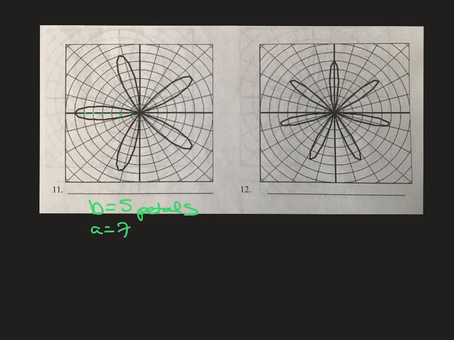And I definitely have a petal on the x-axis, so I'm probably going to use a cosine, but that's a negative x-axis. So I think I'm going to have to make my A negative so that I can make it go on the negative side. So my equation for this is going to be r equals -7, the length of my petals, cosine 5 theta. And remember, because it's an odd number of petals, we don't double that inside number.